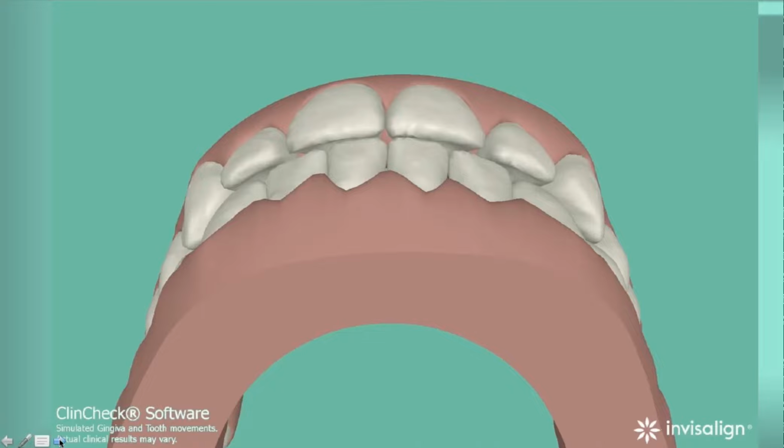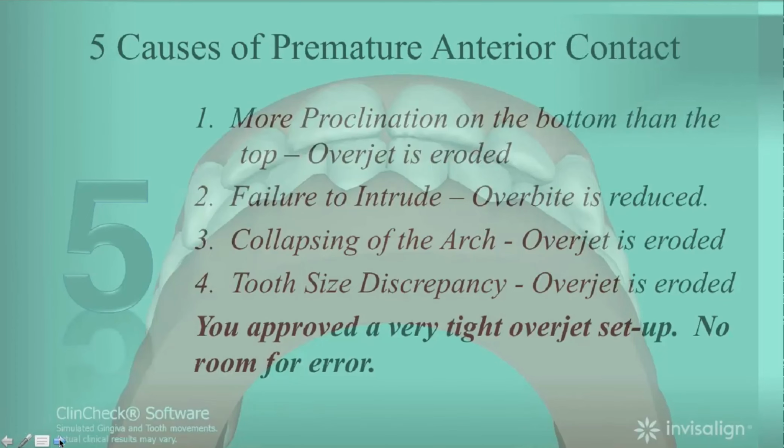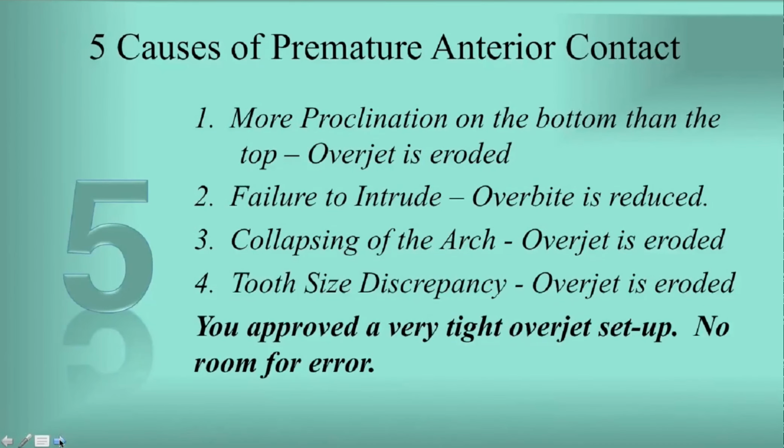What I have to do is build in space the opposite direction. I will build in a little extra overjet, recognizing that at the end of the case, I don't want any overjet, but in order to get zero overjet and not have a posterior open bite, I have to build in a little extra overjet or build in a little extra of this and that as I go. Okay, so that was the fifth thing. You approved a very tight overjet setup. There's no room for error. So those are the 5 main reasons that you have premature anterior contact.